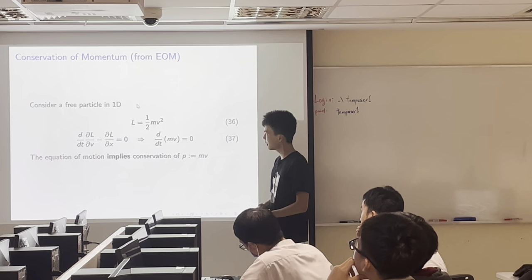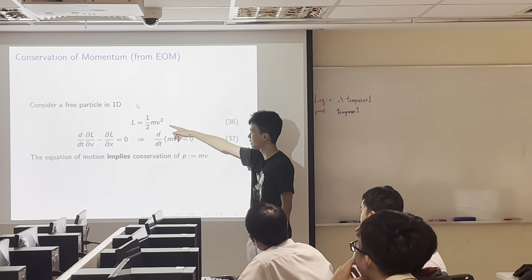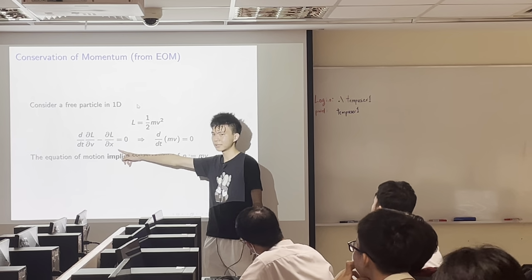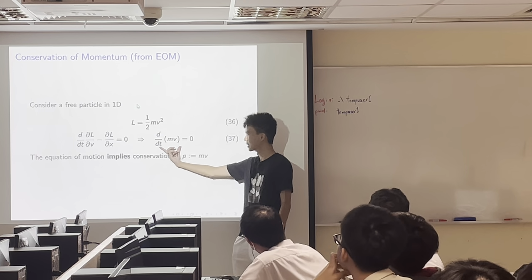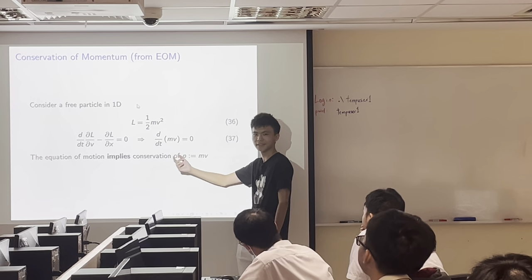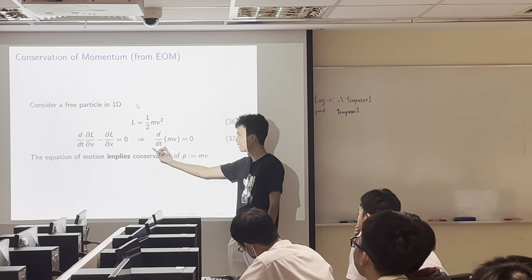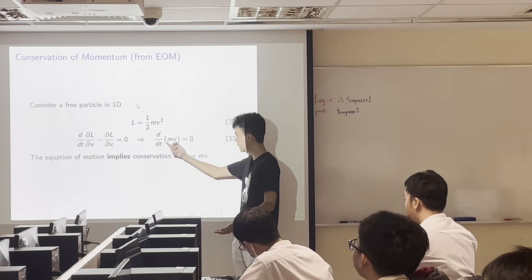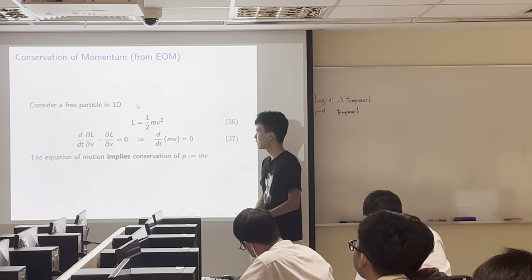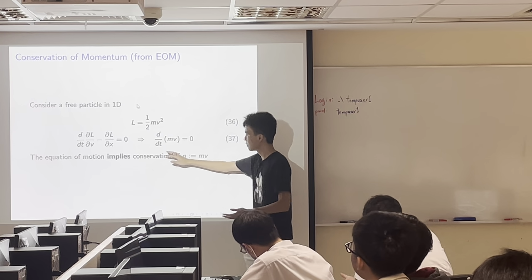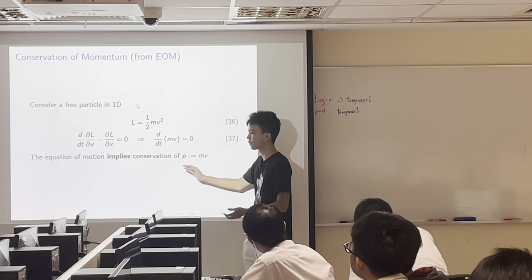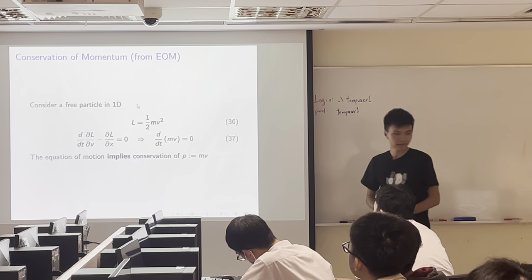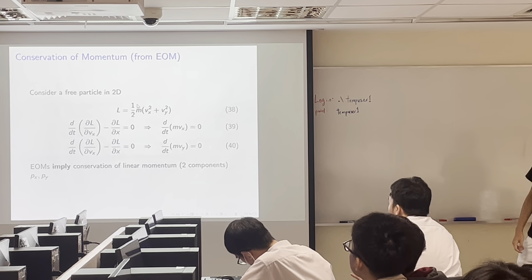And the point I want to bring here is that we write the Lagrangian down for a free particle in 1D, we solve the equation of motion, we get this. And the equation of motion itself tells you that momentum is conserved. It tells you that d/dt of mv is zero, which means that mv is constant. So you get a conserved momentum from the equation of motion. Right now this sounds very boring, but I'm trying to build up to a bigger point here.